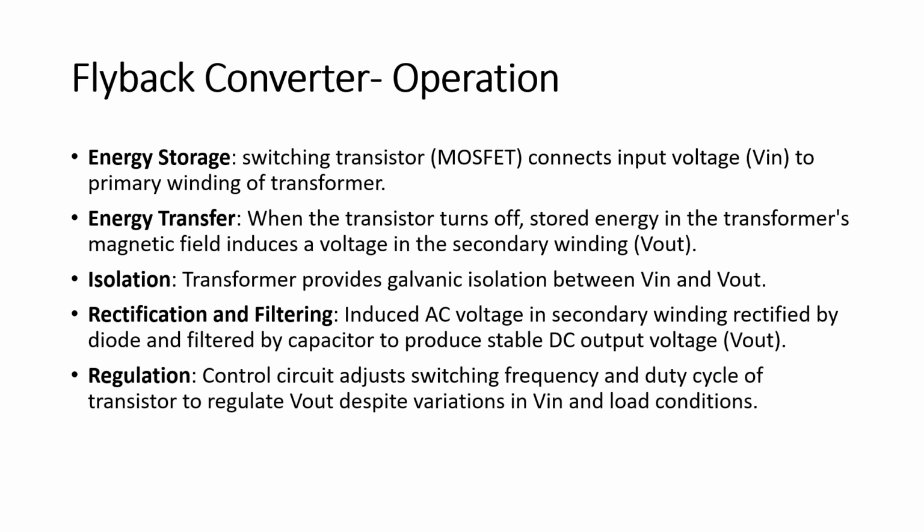And the rectification and the filtering. The induced AC voltage in the secondary winding is rectified by the diode, and then it is filtered by the capacitors to produce a stable output voltage. Then the regulation. In this case, the control circuit adjusts the switching frequency and duty cycle of the transistor to regulate variations in input voltage and the load conditions.